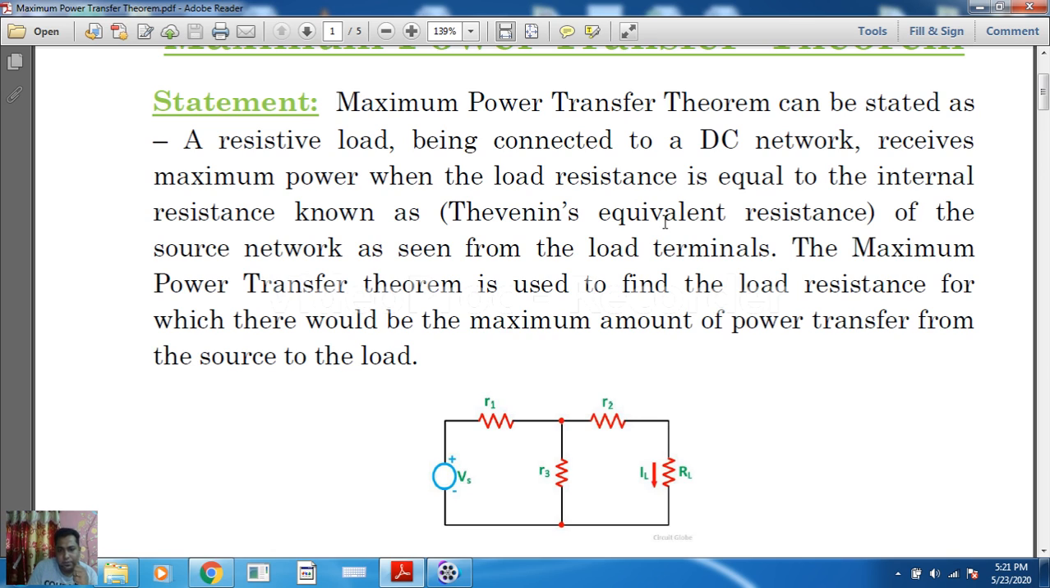Why? Because the circuit resistance is already present in the circuit. So whatever the load resistance value, due to the presence of the circuit resistance there must be some drop. So the load resistance must be equal to the internal resistance. Then only we can transfer the maximum power from source to the load. So this is the definition.